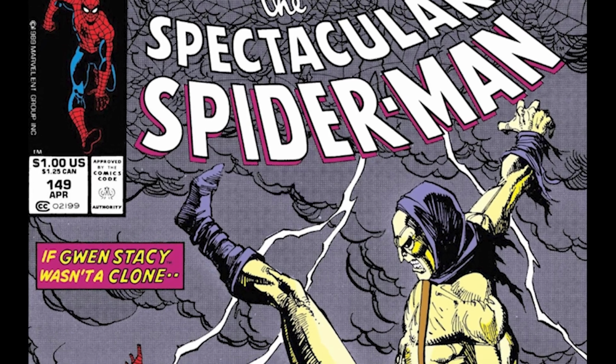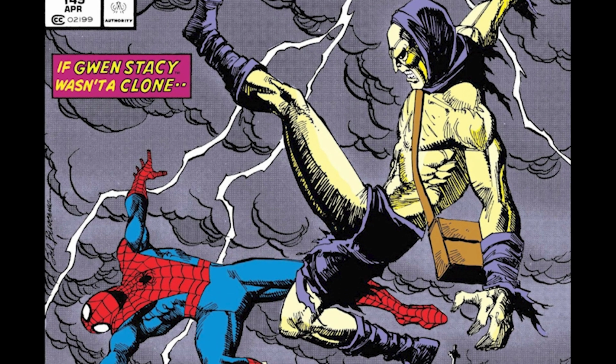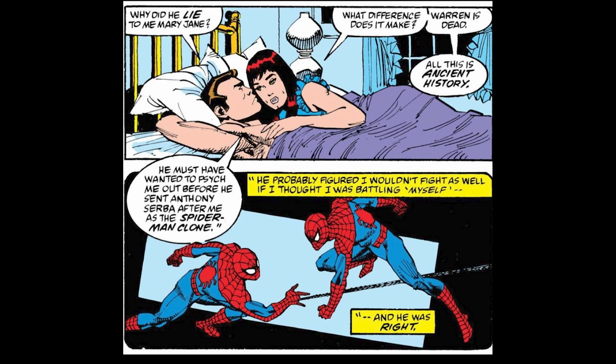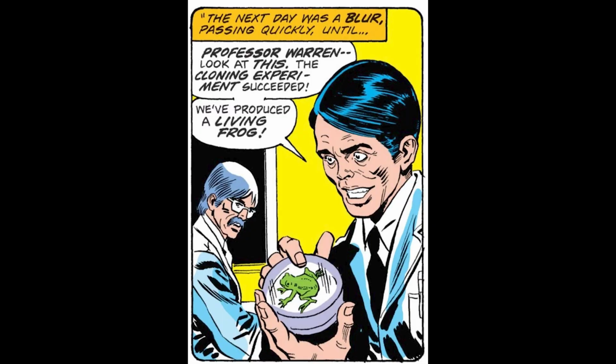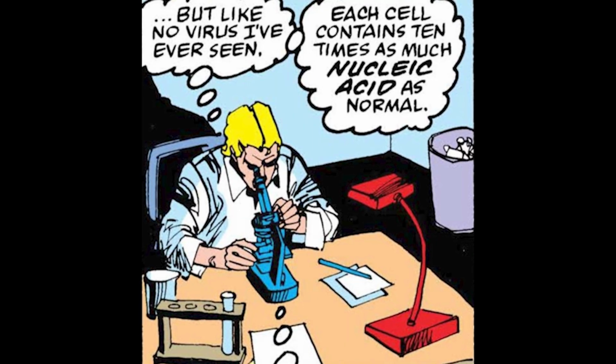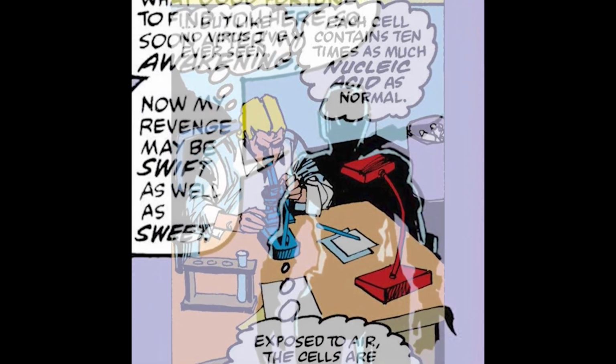A few months later, Spectacular Spider-Man number 149 returns with a title asking the same question I had. If Gwen Stacy wasn't a clone, what about Carrion? We never get an answer to that, but we do discover that the Spider-Man clone was actually Anthony Serba, Warren's assistant he claimed to murder, and that the DNA alteration is actually a virus, which infects one of Parker's academic rivals, Malcolm McBride, bringing Carrion back.